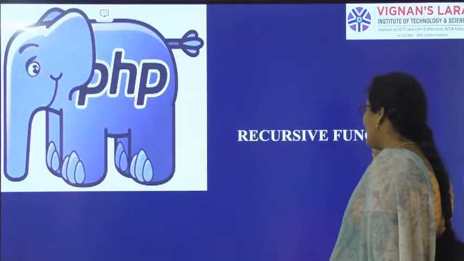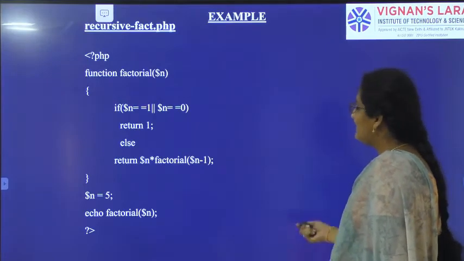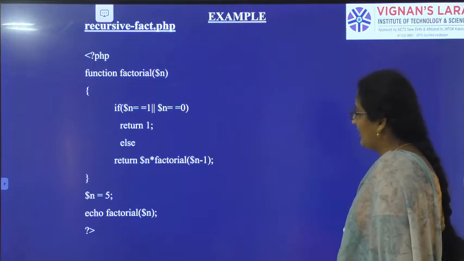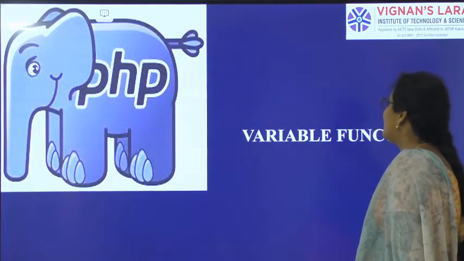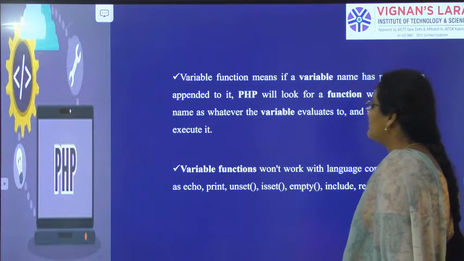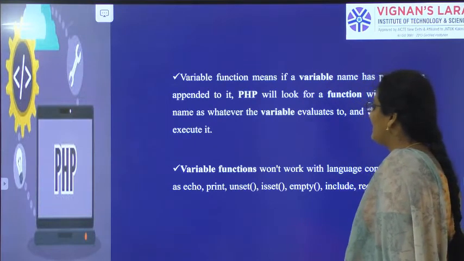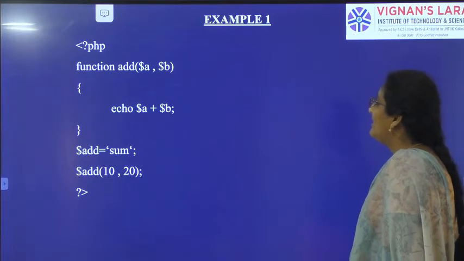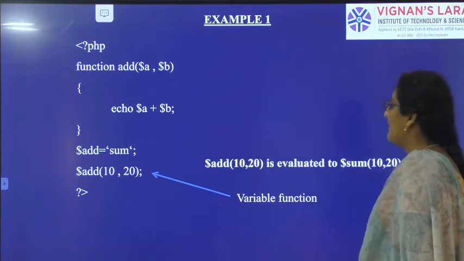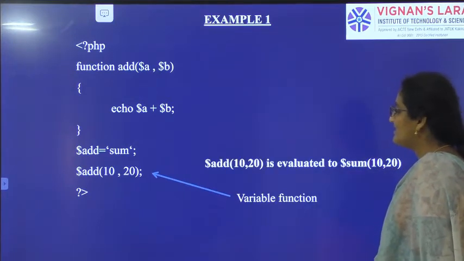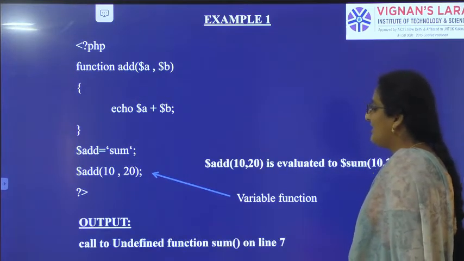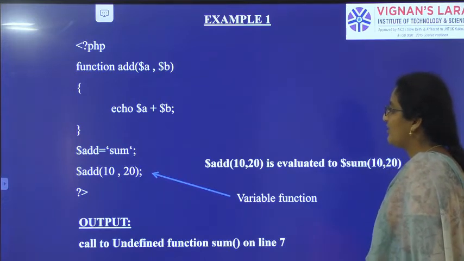So next we have seen what is a recursive function. Example of recursive function is also factorial only. Next, variable functions, where we should check whether the variable names and function names are matching or not. An example is addition of two numbers where the sum function is not defined. So we will not get the output because the sum function is not defined.